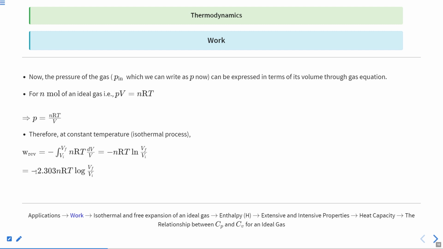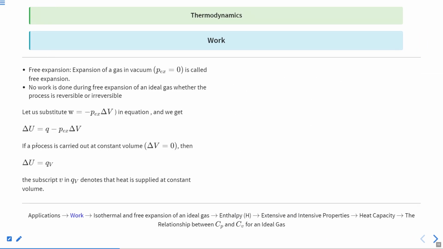So this is the overall derivation of that. Okay, so this is a very important formula, and this is the work done in case of reversible, and minus p external delta v was the work done in case of irreversible. So these are the two very important formulas.